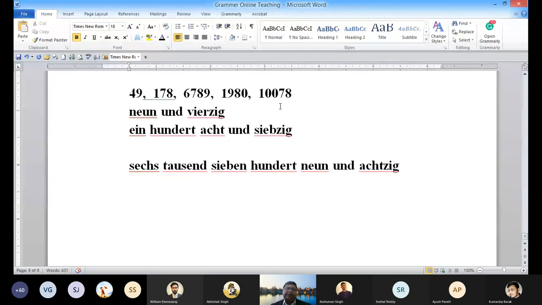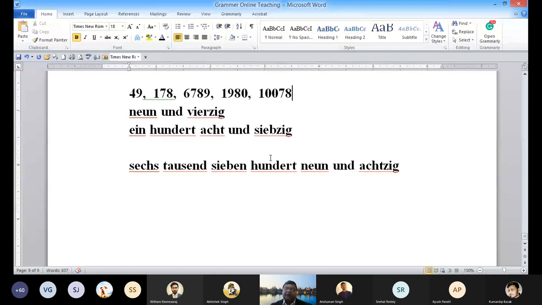So I have given different types of examples. So please try to remember German numbers starting from 1 to 20. 1, 2, 3, 4, 5, 6, 7, 8, 9, 10, 11, 12, 13, 14, 15, 16, 17, 18, 19, 20. Already you know up to 20. Then you can practice further 21, 22.